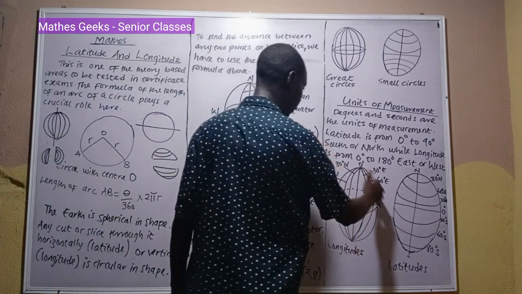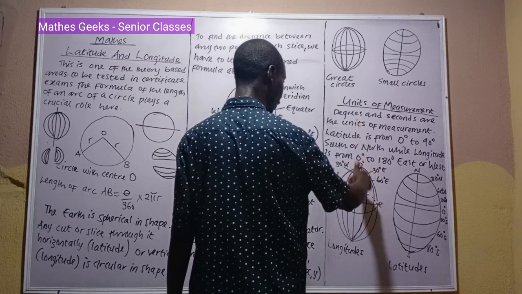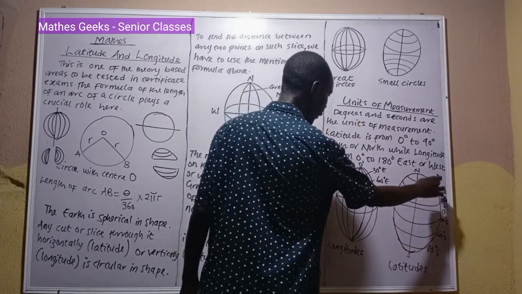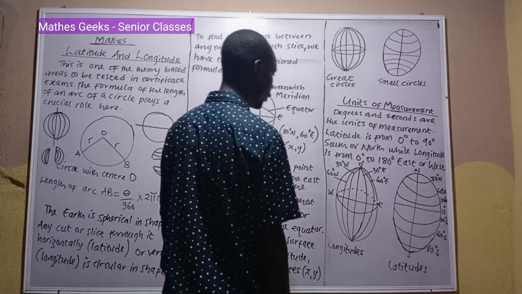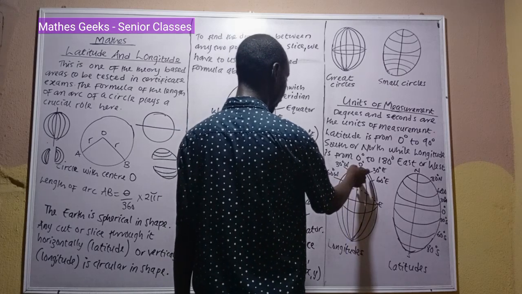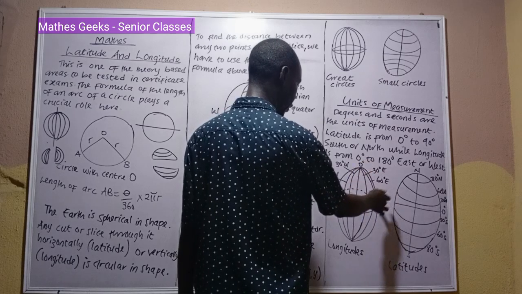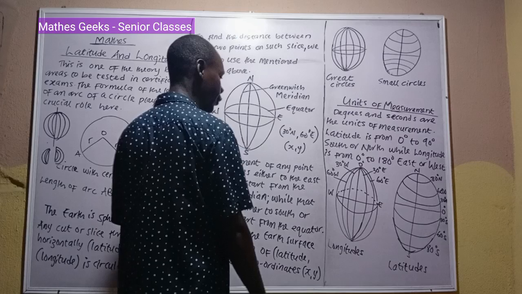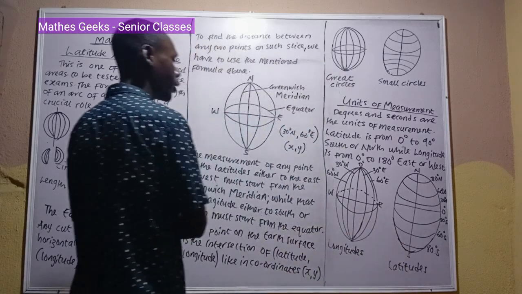The lines of latitude are measured from the equator, 0 degrees to 90 degrees north, or 0 degrees to 90 degrees south, which are these lines of latitude. And then longitude is measured from the Greenwich Meridian, 0 degrees to 180 degrees east. So from the Greenwich Meridian, 0 degrees, 30 degrees, 60 degrees east or west. So take note of that. These are lines of longitude and these are lines of latitude.